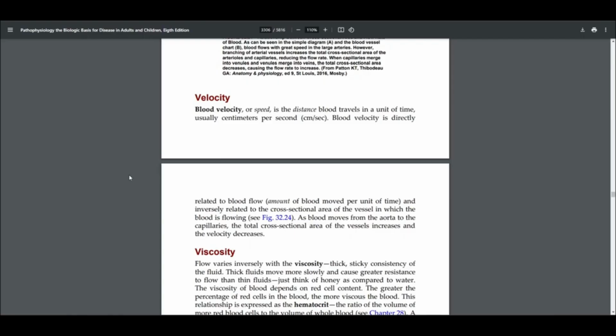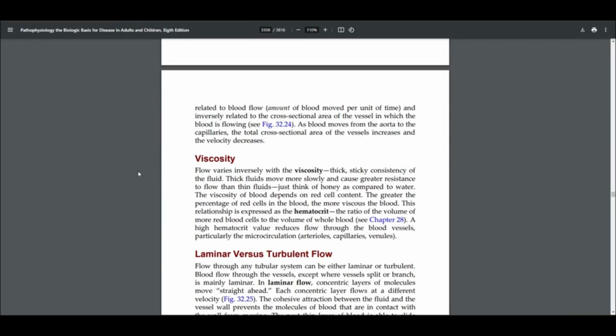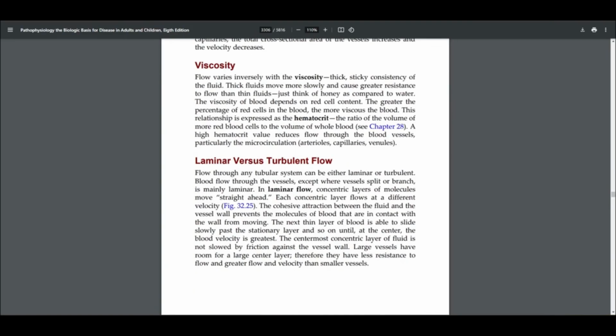Well, blood velocity or speed is the distance blood travels in a unit of time, usually centimeters per second. Blood velocity is directly related to blood flow, the amount of blood moved per unit of time, and inversely related to the cross-sectional area of the vessel in which the blood is flowing. As blood moves from the aorta to the capillaries, the total cross-sectional area of the vessel increases and velocity decreases.